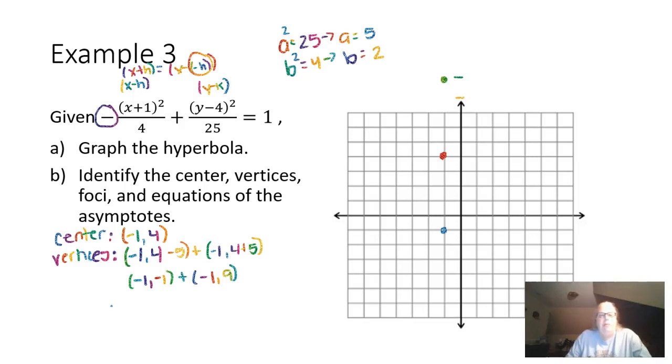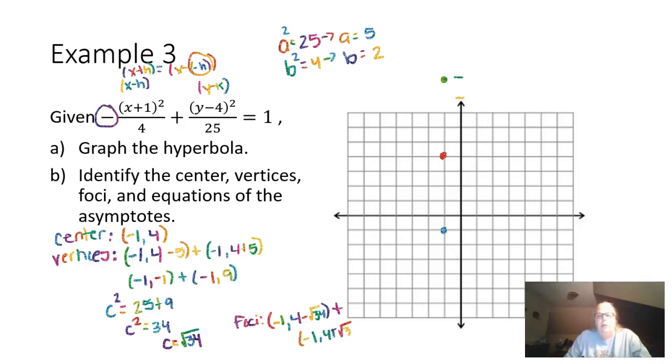The foci, we're going to find this. We know that c squared is equal to a squared plus b squared. That means c squared is going to be equal to 34, and so c is going to be equal to the square root of 34. I have to move this maybe down here. So our foci will be located at (-1, 4 minus the square root of 34) and (-1, 4 plus the square root of 34).